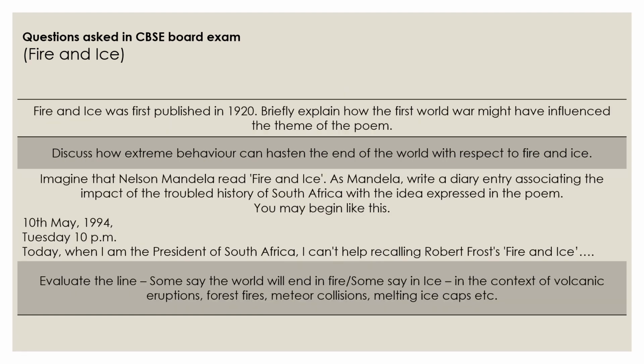Now, Fire and Ice was first published in 1920. Briefly explain how the First World War might have influenced the theme of the poem. The poem is written shortly after the end of the First World War, and that is exactly the theme of the poem Fire and Ice, wherein the poet elaborates on the causes that could have led to the end of the world. He says either greed or hatred can destroy the world.